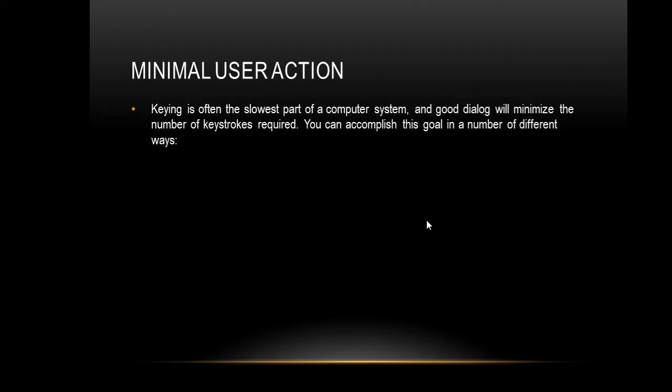And then the next one is minimal user action. Keying is often the slowest part of a computer system, and good dialogue will minimize the number of keystrokes required. You can accomplish this goal in a number of different ways, which I'll be enumerating on the next slide. So again, we say that less talk, less mistakes.